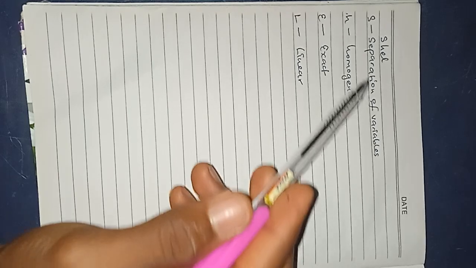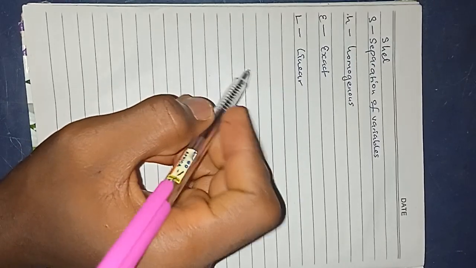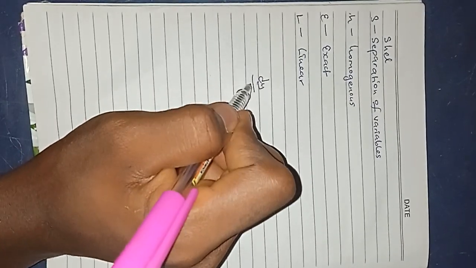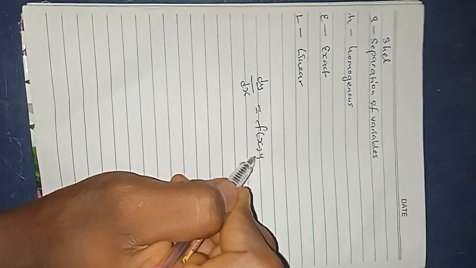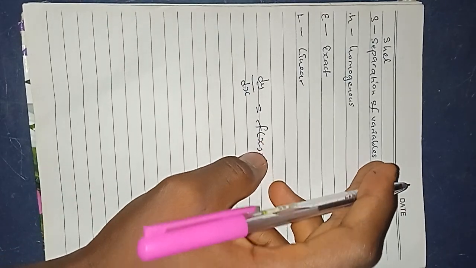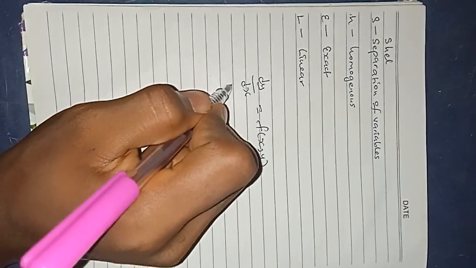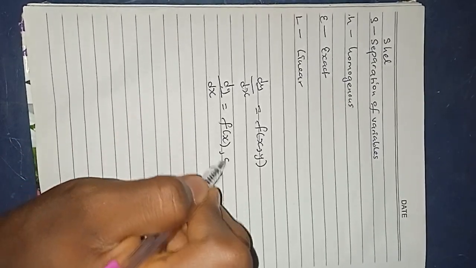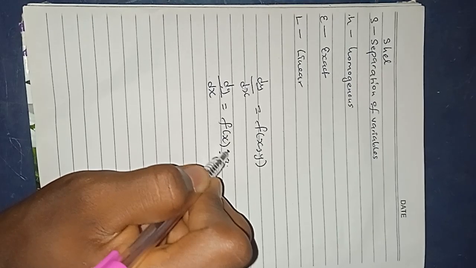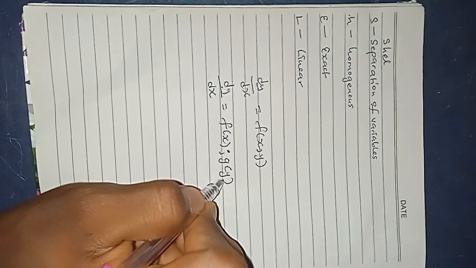In today's video, we're going to be treating how to solve ordinary differential equations using separation of variables. So let's say, for example, you are given an equation dy over dx is equal to f of x and y. To solve using separation of variables, what you simply do is separate the x and y variables. So dy over dx is equal to f of x multiplied by g of y. This dot means multiply.